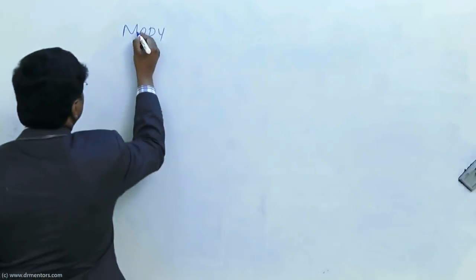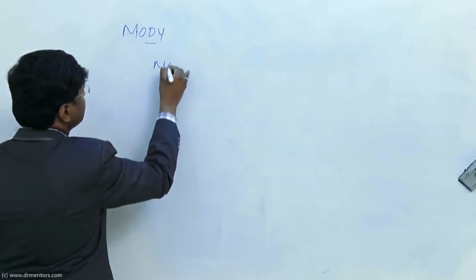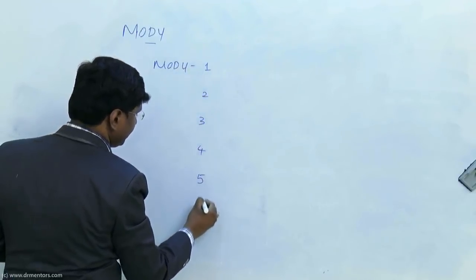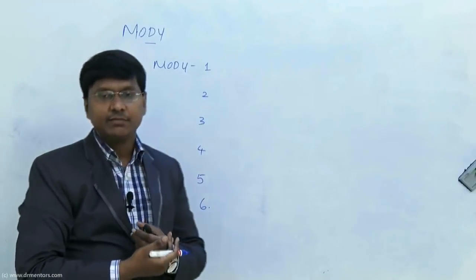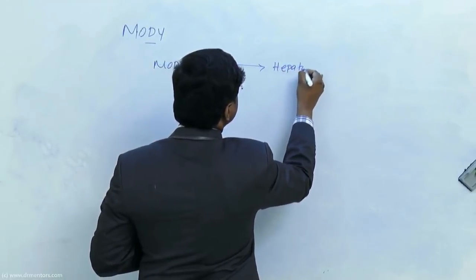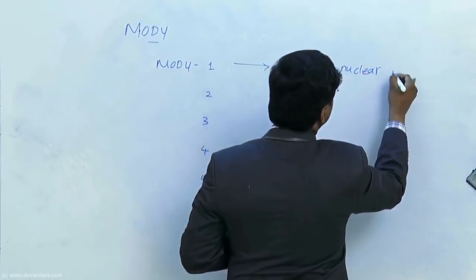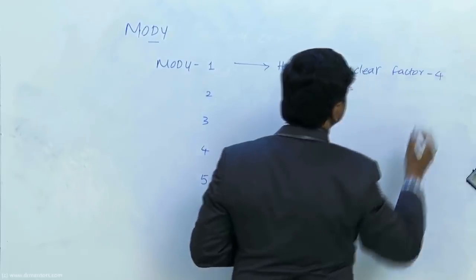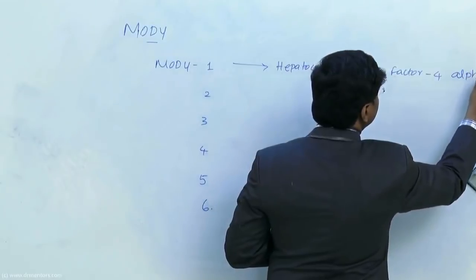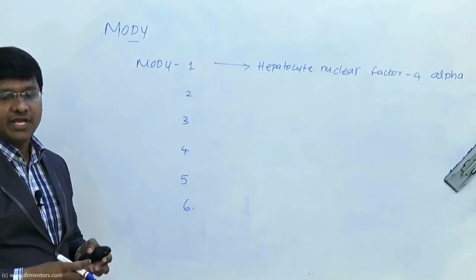Right? So, if you take this particular MODY, what did we see? We have seen the various forms of MODY, starting from MODY 1, 2, 3, 4, 5 as well as 6. Now, you take MODY 1. In MODY 1, the gene which is being mutated is hepatocyte nuclear factor 4. Right? It is the HNF4 alpha. It is HNF4 alpha which will make the individual land up in MODY 1.